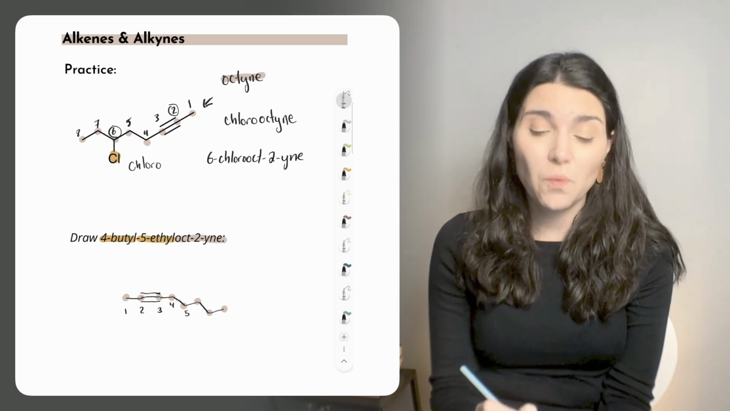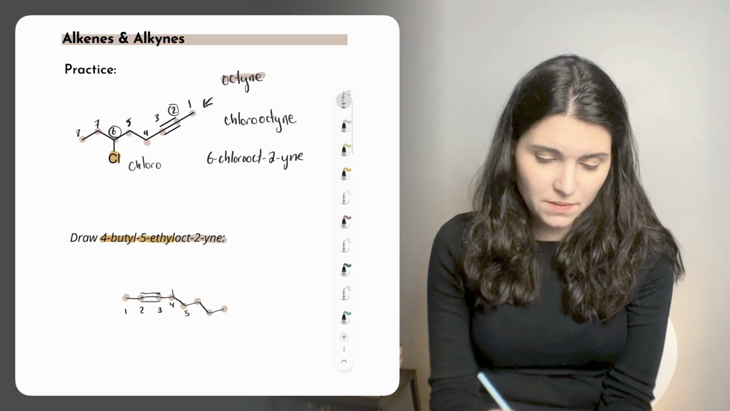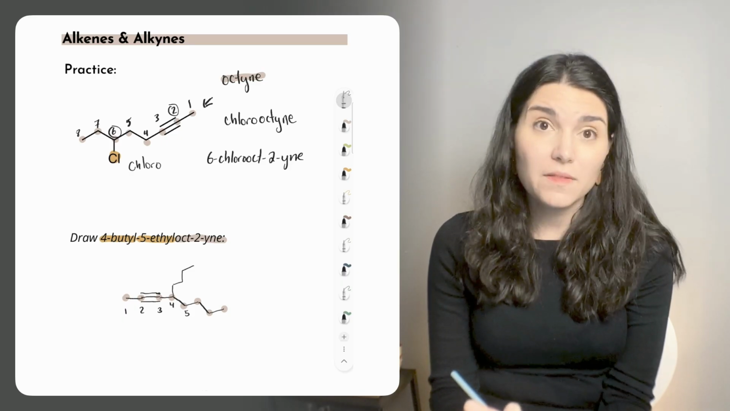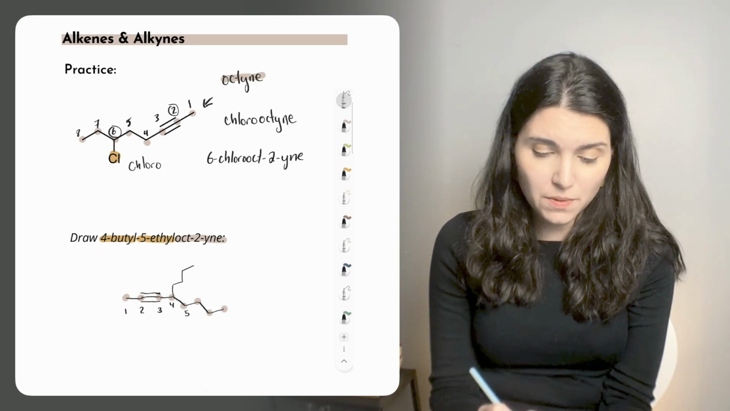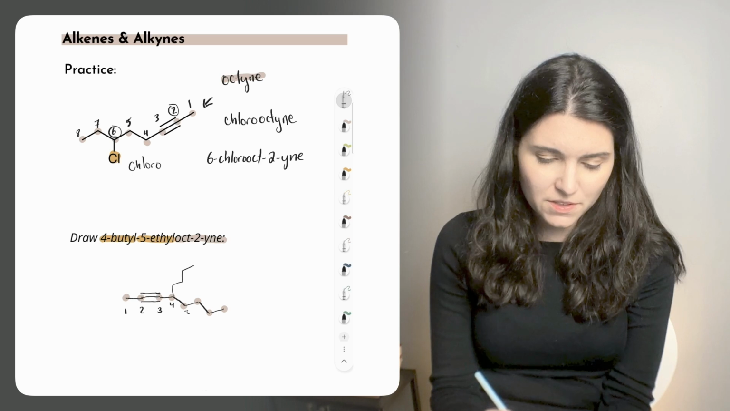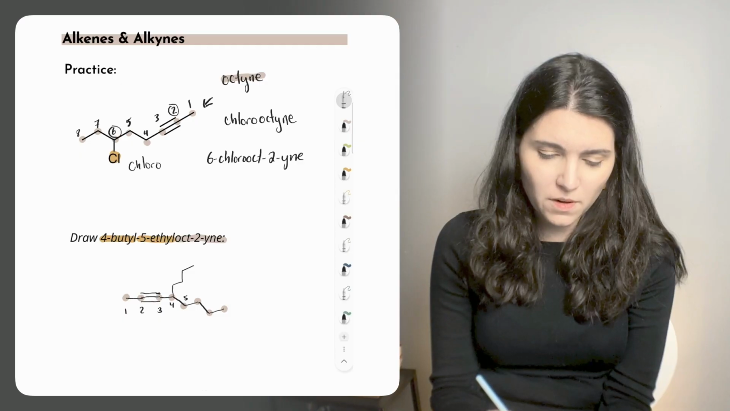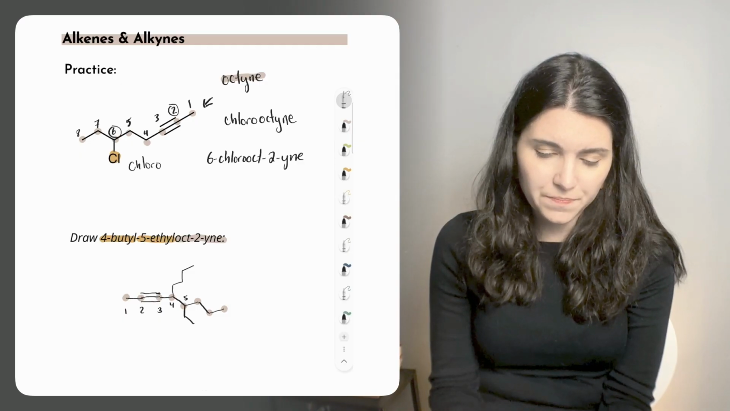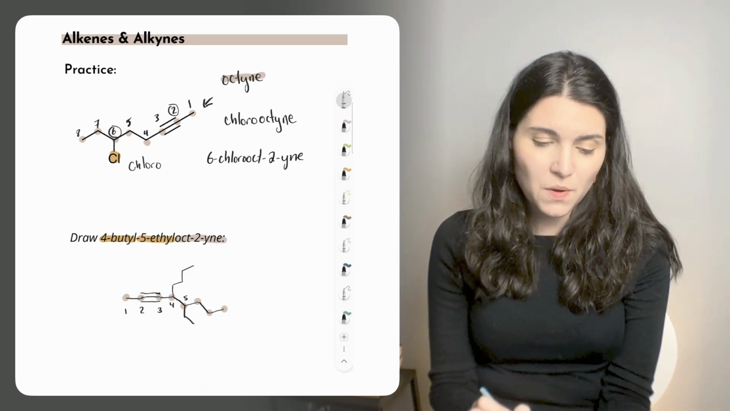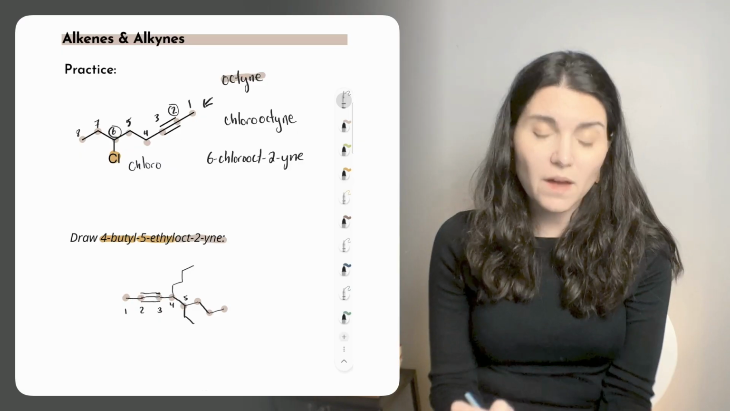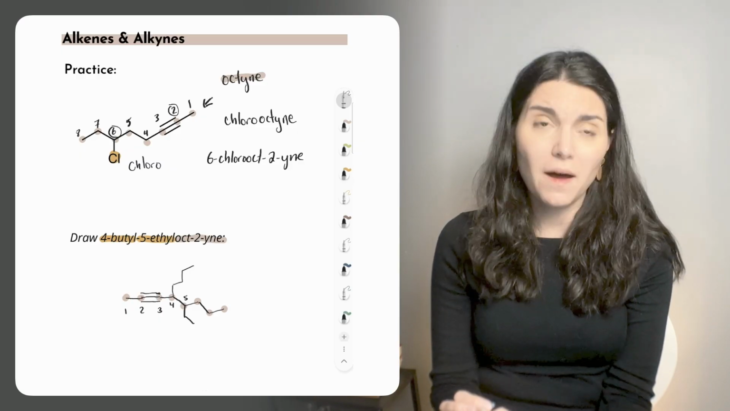Now butyl is 4 carbons. So 1, 2, 3, 4. And ethyl, as we know, is 2 carbons. I'm going to move the 5 again. I should have drawn them on the opposite sides. So 2 carbons on the number 5 carbon. 1, 2. So there's our molecule, 4-butyl, 5-ethyl, oct-2-yne.